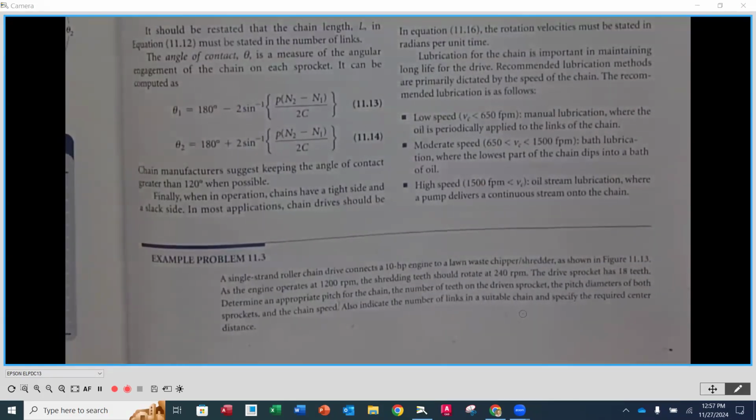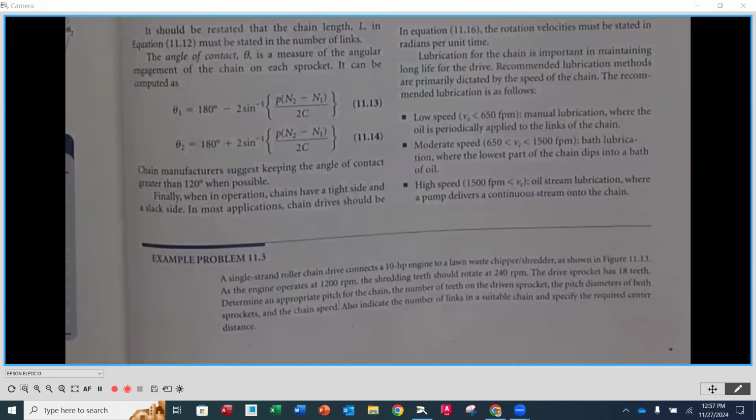So that's going to be our roller chain number. Also determine the number of teeth on the driven sprocket, the pitch diameters of both sprockets, and the chain speed. Also indicate the number of links in a suitable chain and specify the required center distance.